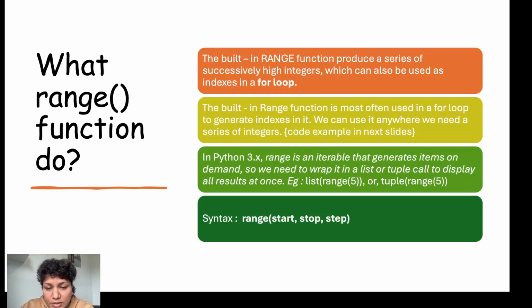Then the syntax of the range function is range, start, stop, and step. It's a simple syntax. That is all you need to know. Start is the start of the counter, stop is where the counter will stop, and step is if you want to jump the counter, like 1, then 3, then 5. So then we put in a step. Like if you want to jump from 1 to 3, we have to jump the counter by 2 steps.